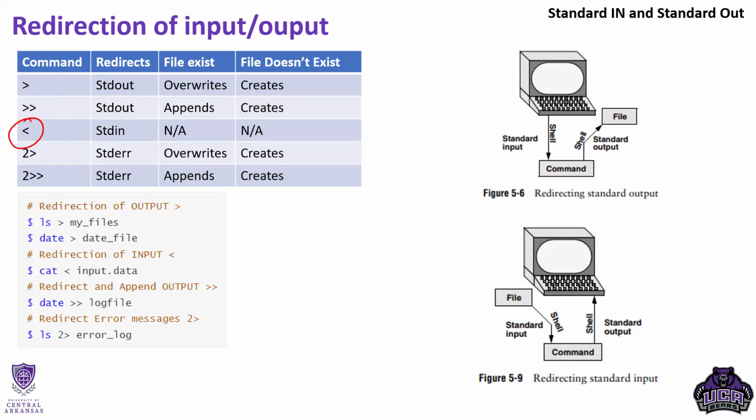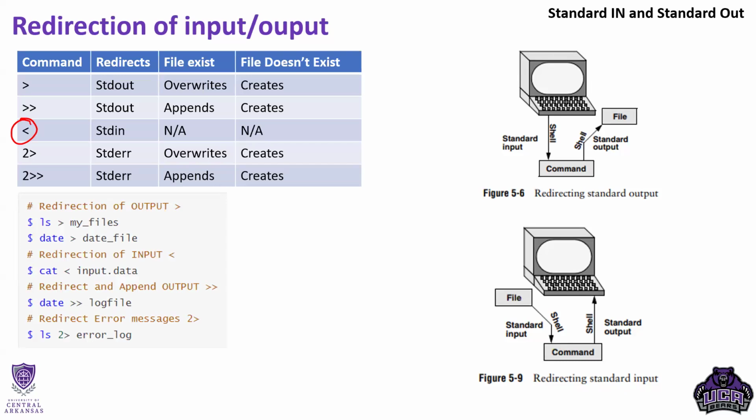So that's the left arrow right there. We have been doing standard in all the time. Anytime we give an argument to a command, that's standard in. But we can also use it explicitly, and there will be some commands that we'll see later on where we want to use this arrow because it slightly changes the behavior of the command. Instead of typing on the keyboard, we could take a file that we've already got some data in, and then redirect that file into a command.